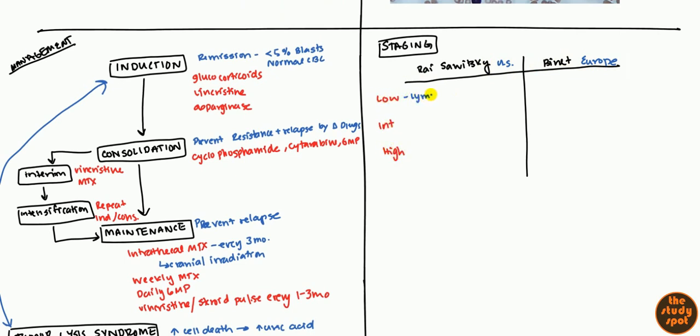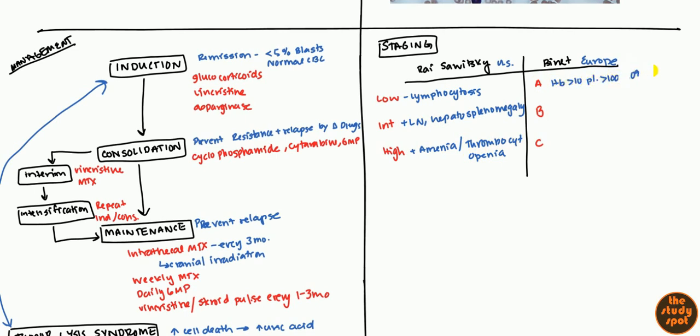In low stage, you have lymphocytosis. In the intermediate stage, you add on lymphadenopathy and hepatosplenomegaly. And finally, in the high stage, you can get anemia, or you can also get thrombocytopenia. So these are your 3 stages here. Binet is distributed with A, B, and C. In A, you have no anemia, no thrombocytopenia, and you have less than 3 lymph node areas involved. Whereas in B, you have 3 or more lymph node areas involved, and in C, you have anemia, thrombocytopenia, and 3 or more lymph node areas involved. So pretty straightforward type of staging system.